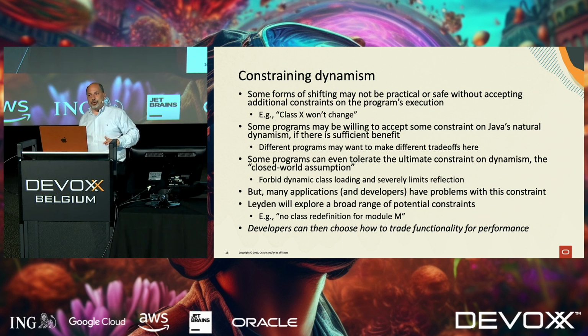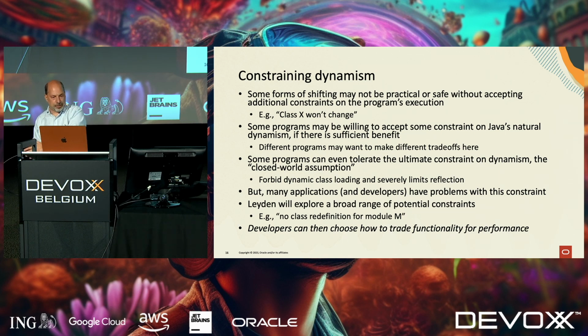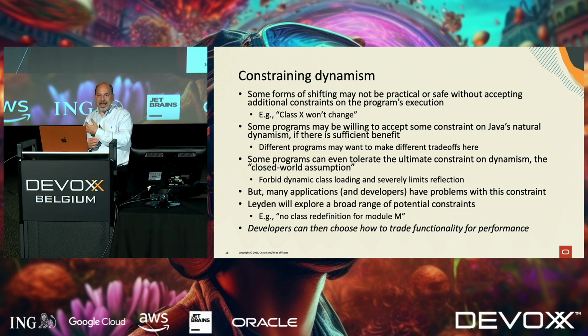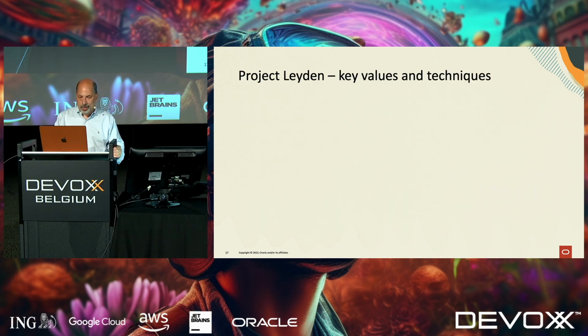Not all applications are willing to live with such a constraint, and so what we want to do is explore a broader range of constraints that may start with no constraints at all. Maybe we can give you something with no constraints, and then we can give you a little bit more with some constraints, and then we can give you a lot more if you accept a lot of constraints. But the key is we want developers to be in charge of making these constraints and how willing they are to trade functionality for performance.